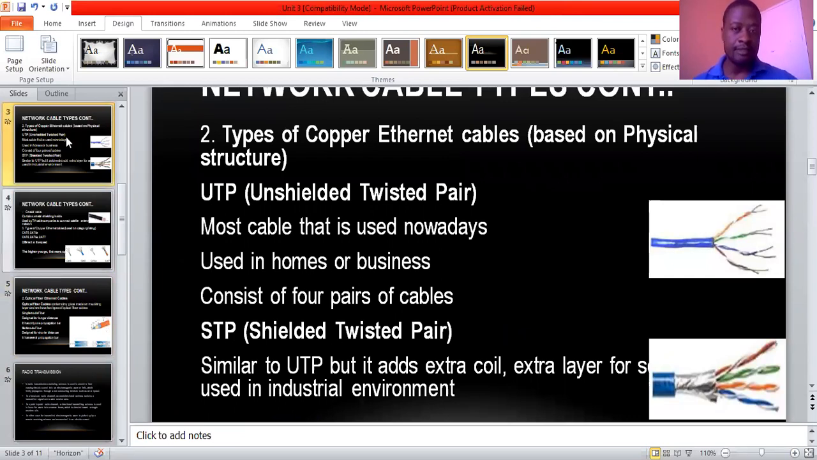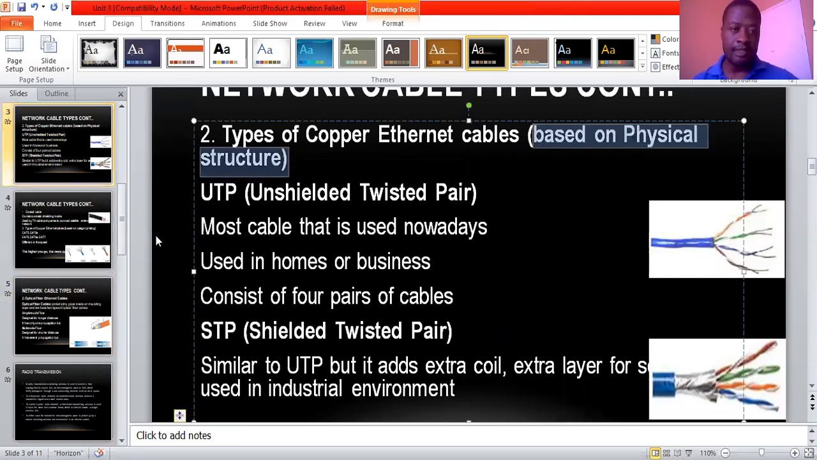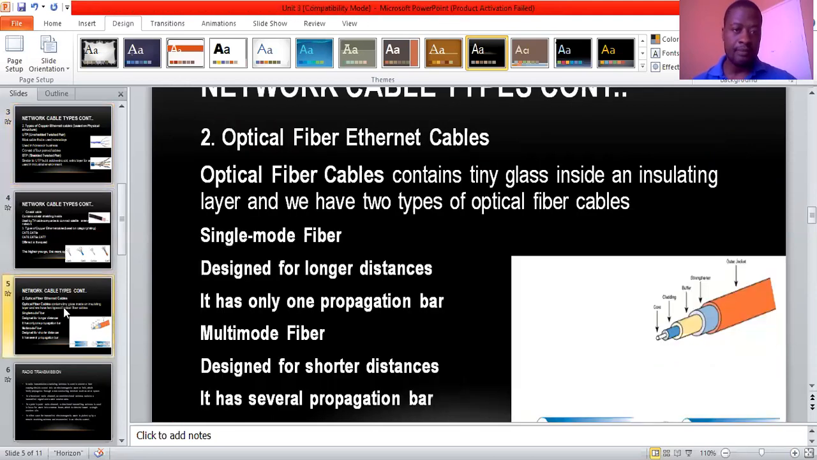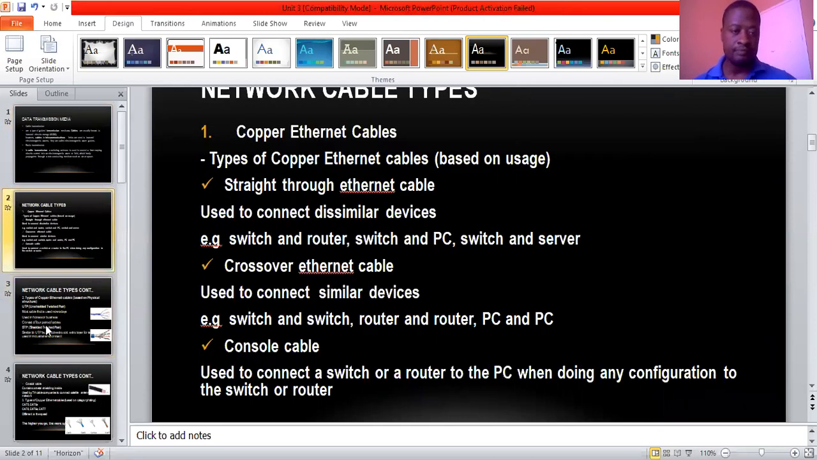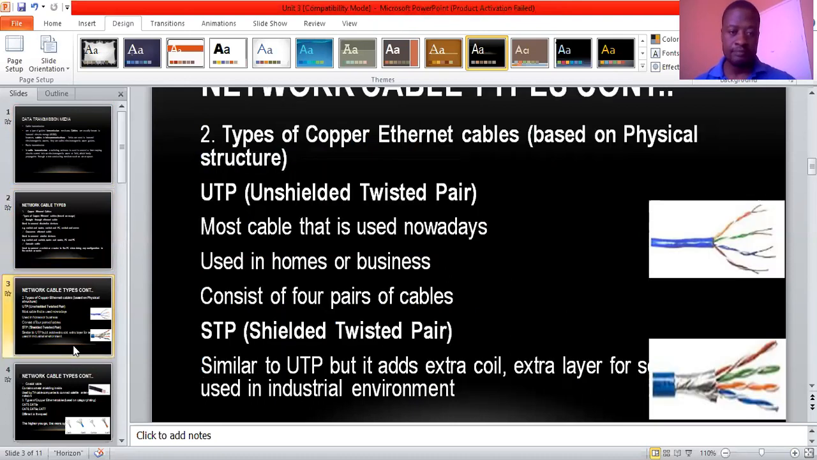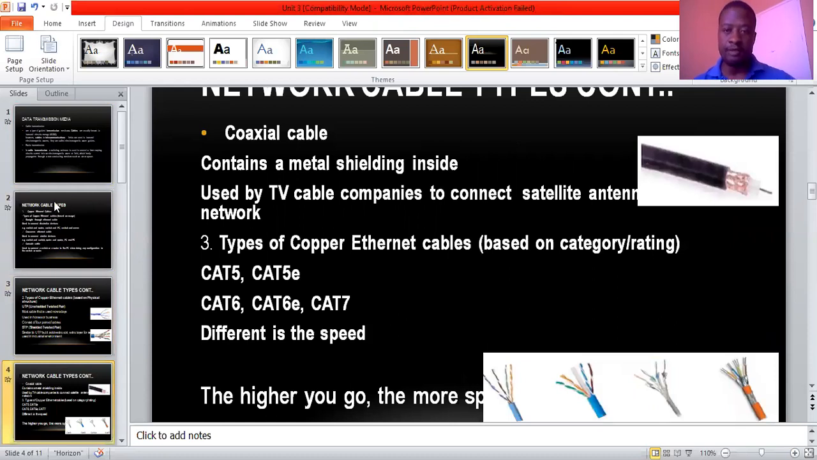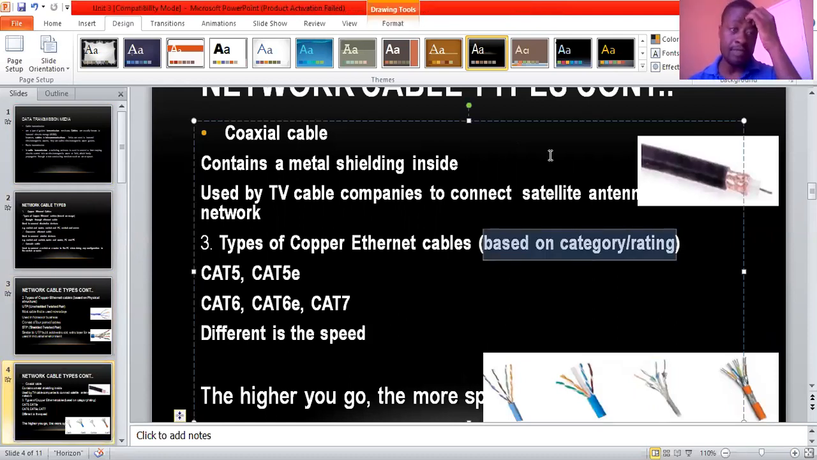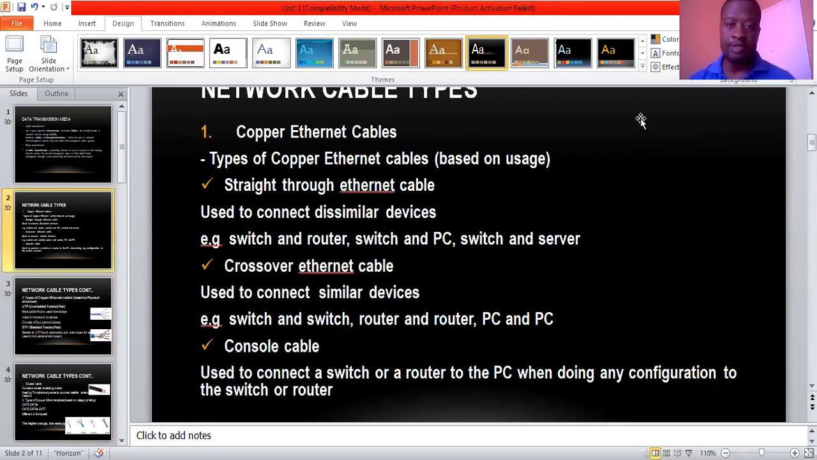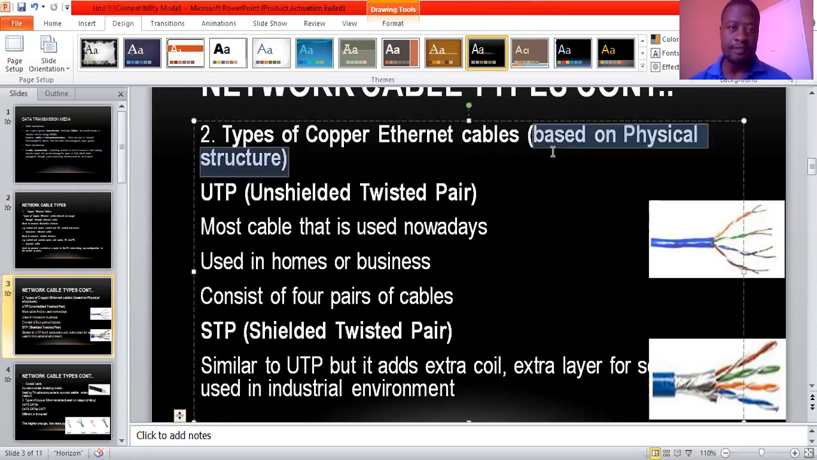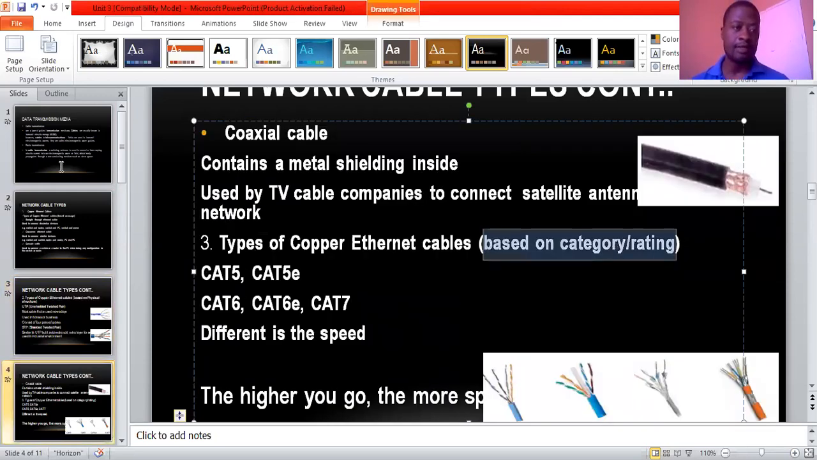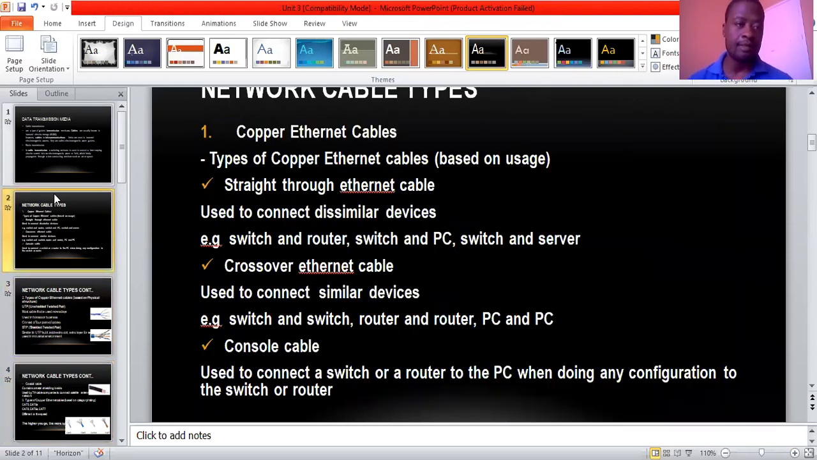Based on the structure, and then based on the category. Okay, so it's based on the usage, based on the physical structure, and based on categories. Okay, so those are under copper Ethernet cables.